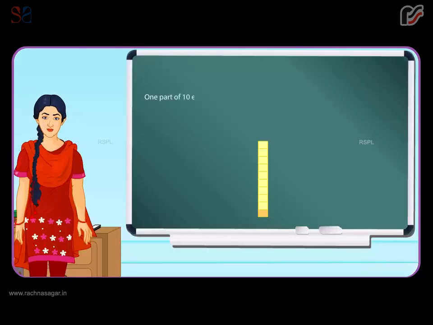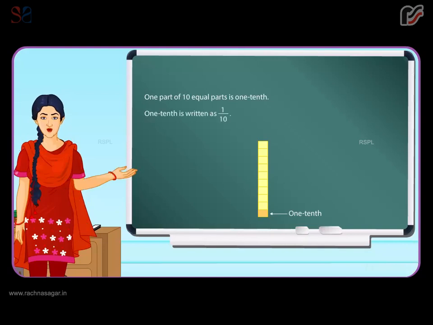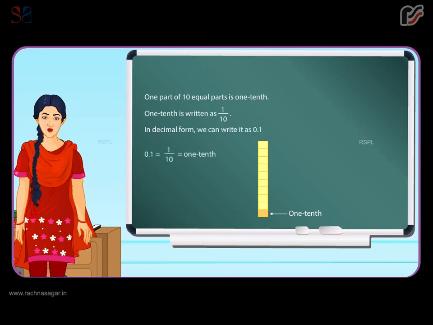One part of 10 equal parts is one-tenth. One-tenth is written as 1 by 10. In decimal form, we can write it as 0.1. 0.1 is equal to 1 by 10, which is equal to one-tenth.